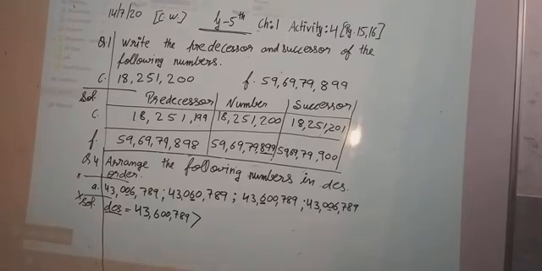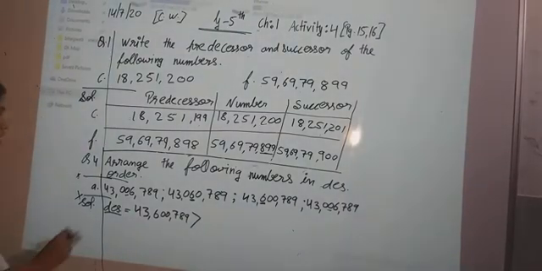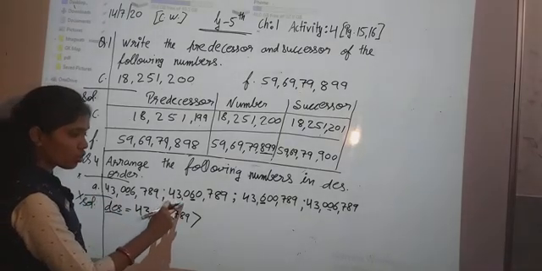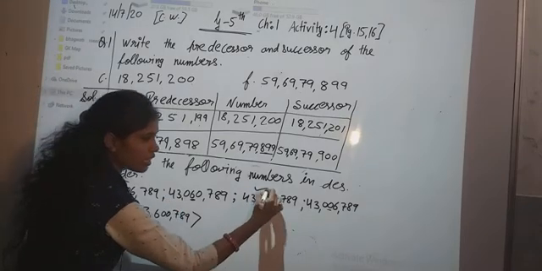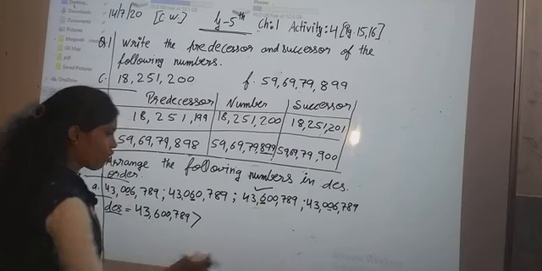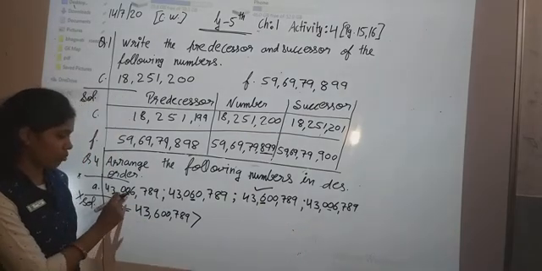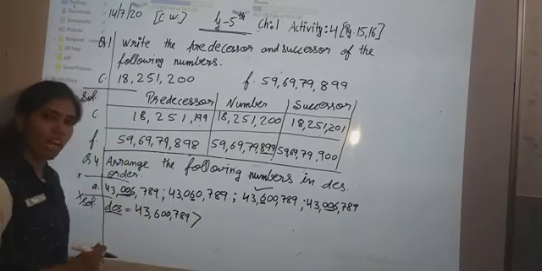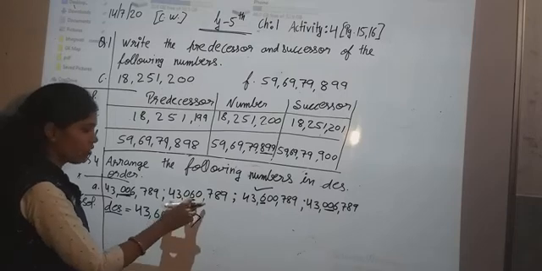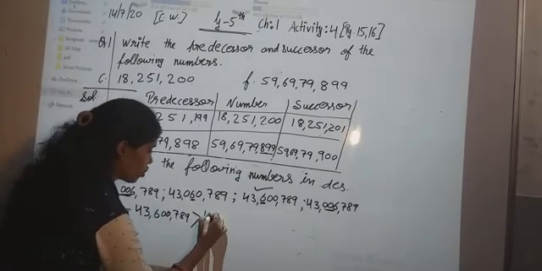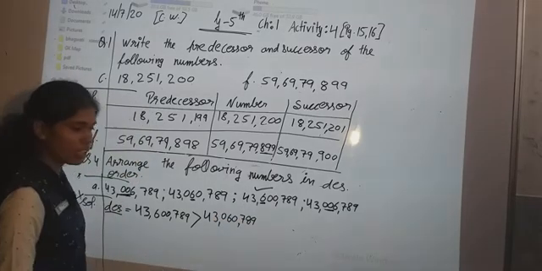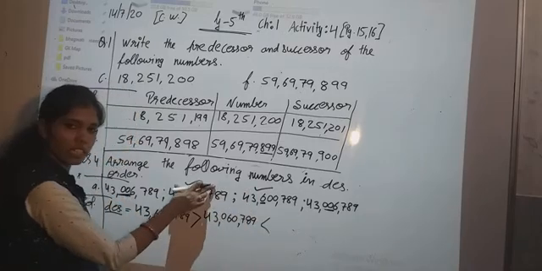Next we have to compare again. Now this one is 43 million, this also 43 million. Now compare again. At both places we have 0, so both are smaller numbers. Now we will take this number, 43,060,789. Okay students, now this one and this one are complete.